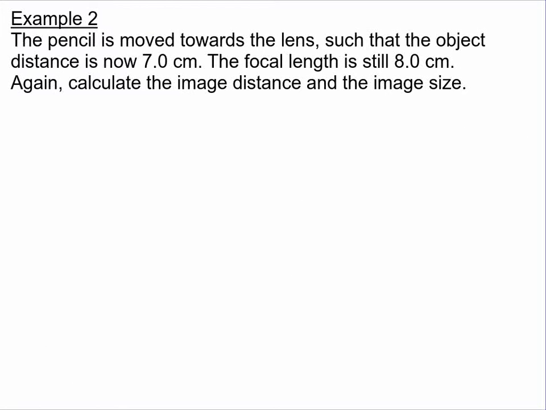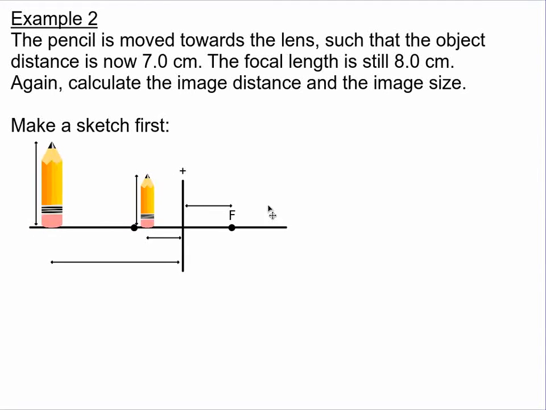Example 2. The pencil is moved towards the lens such that the object distance is now 7 centimeters. The focal length is still 8 centimeters. Again, calculate the image distance and the image size. Make a sketch first. Now remember that now the object is within the focal distance. This means we'll get an upright virtual image on the same side of the lens.